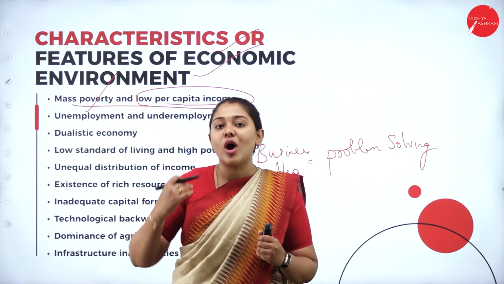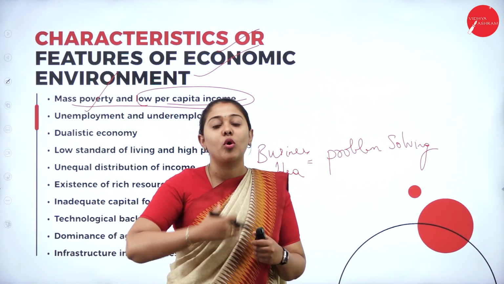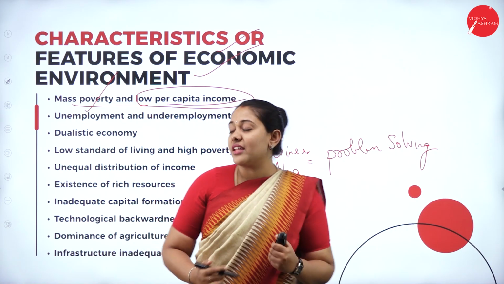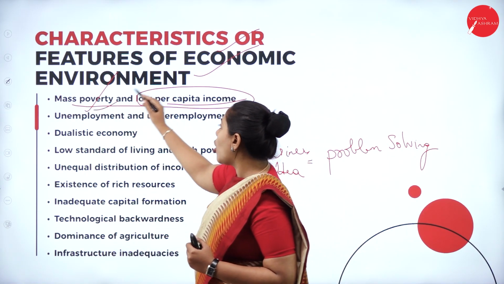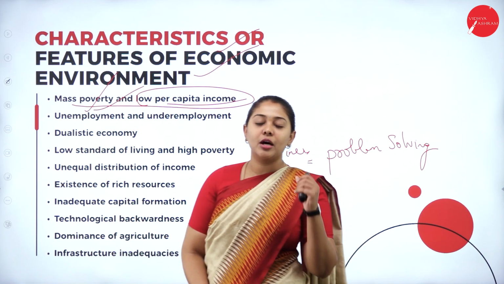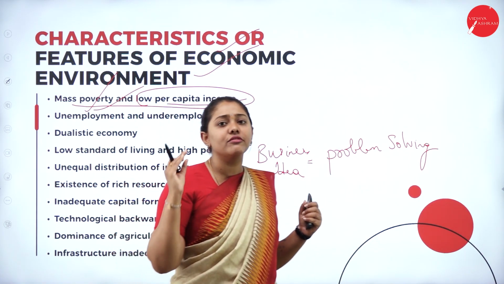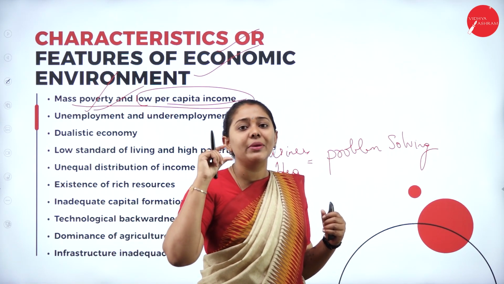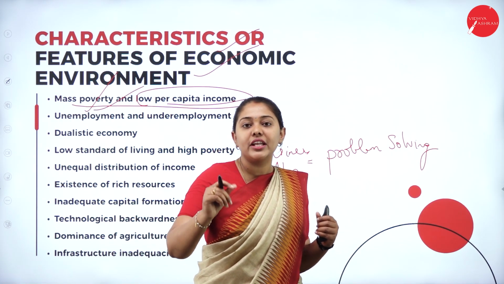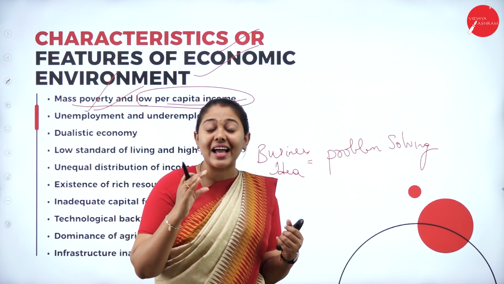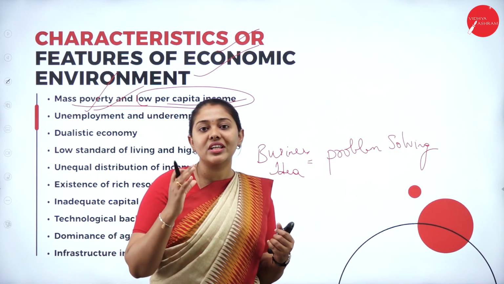It is important to understand first what our country is, what the economy is. So the economic environment is there. The first point is mass poverty and low per capita income. Earlier, there were no sachets available. Now for each and every product, the product will be in sachet form, so you can avail it. If you take a shampoo, or other things, it is in sachet form, so you can use and consume that.